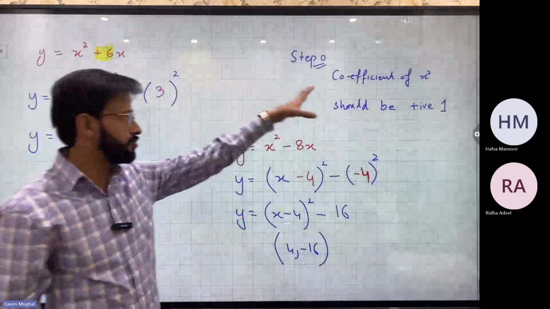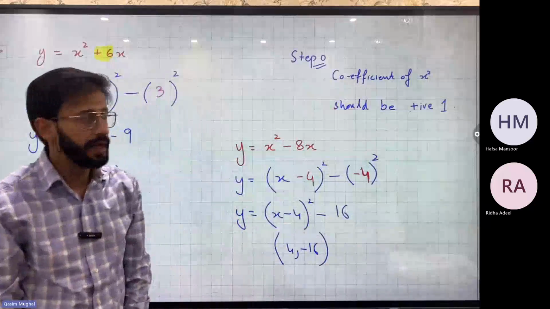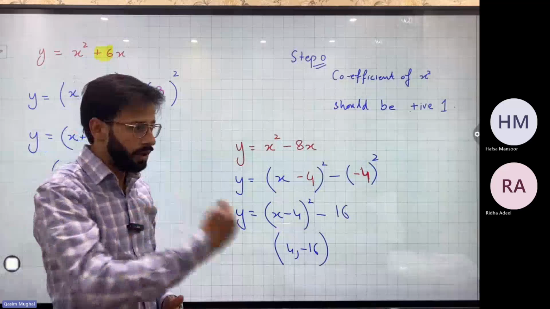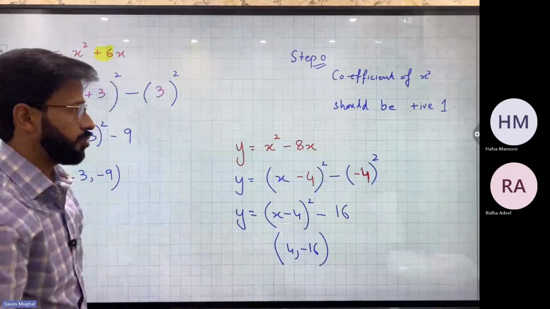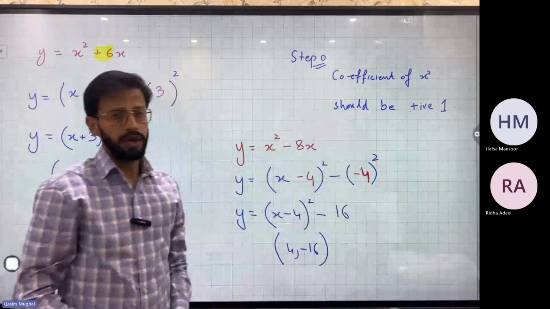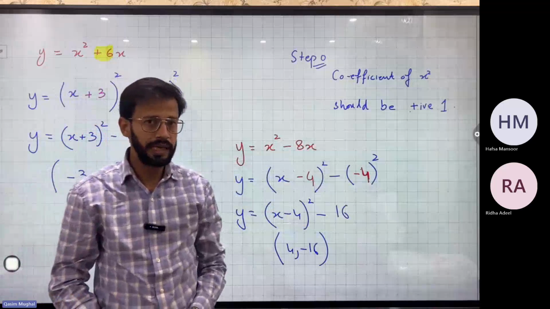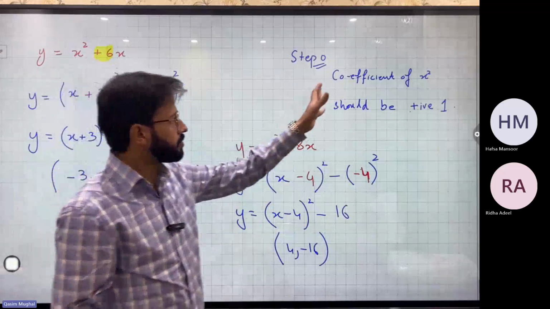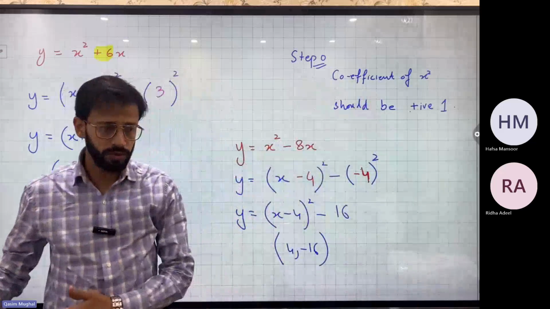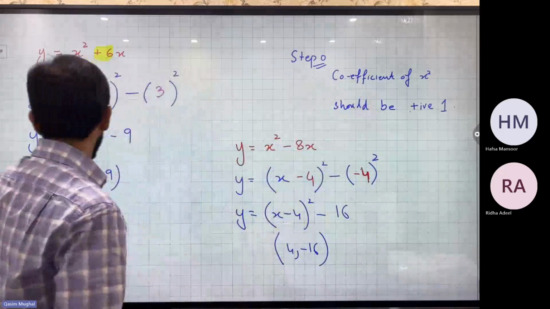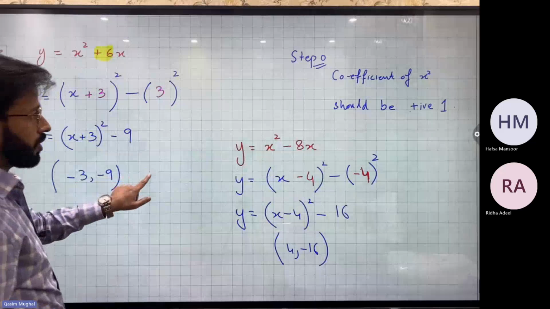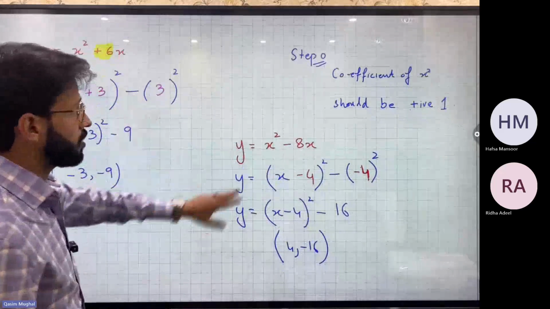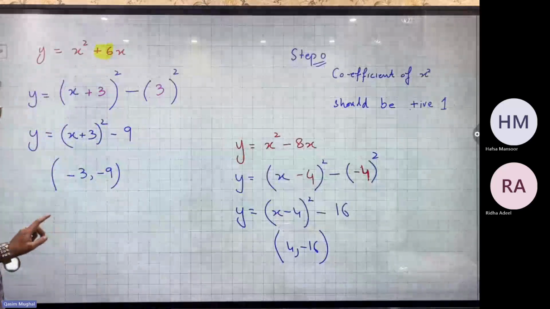Now this was step 0, which I told you yesterday, and that was basically a precaution. Before you start the process of completing a square, you need to make sure that the coefficient of x squared is positive 1. Okay, now I would like to make some changes to this because we will be moving forward and we'll be doing some other types of questions as well. This was a very basic equation. Just a quick recap of how we did it, then I'm going to make some changes.